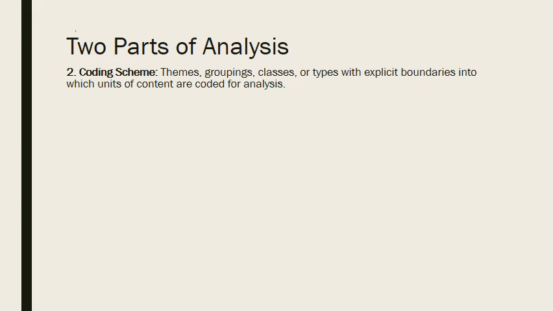The second part to analysis is the coding scheme. The coding scheme is basically how you're going to categorize everything. So these are themes, they can be called groupings, classes, or types, with explicit boundaries. Okay, that means that they're mutually exclusive, into which units of content are coded for analysis. So when we say coded, we basically mean classified. So when you start looking through your tweets, how are you categorizing them?